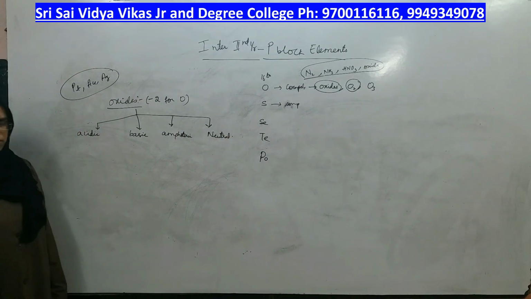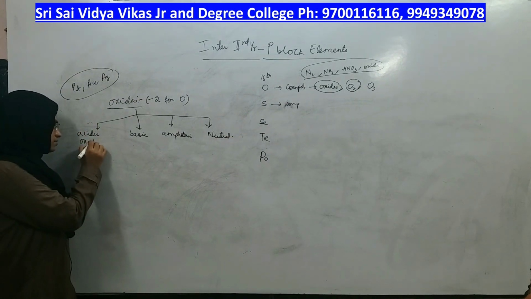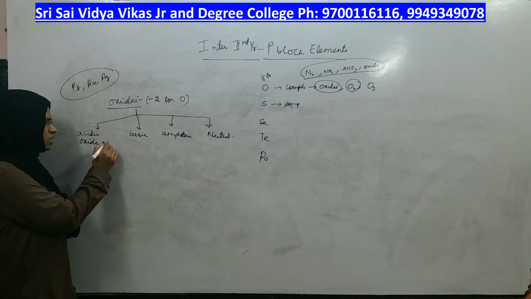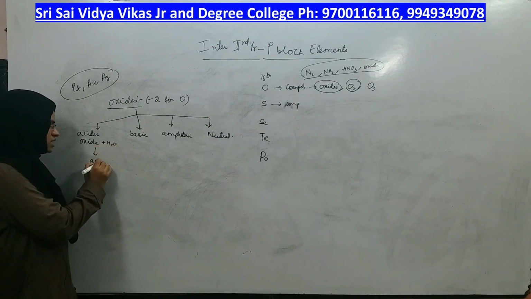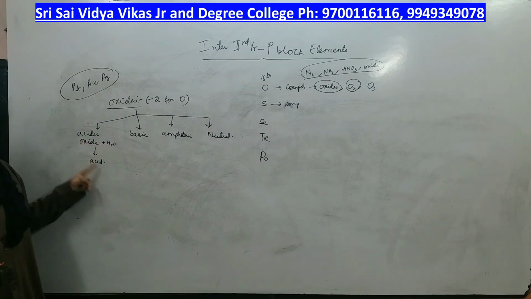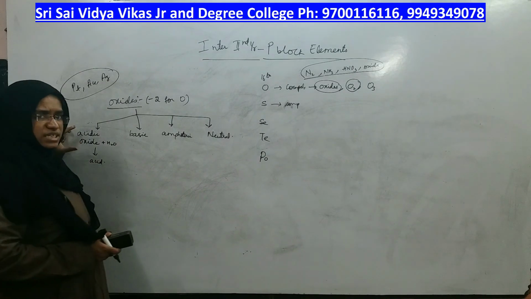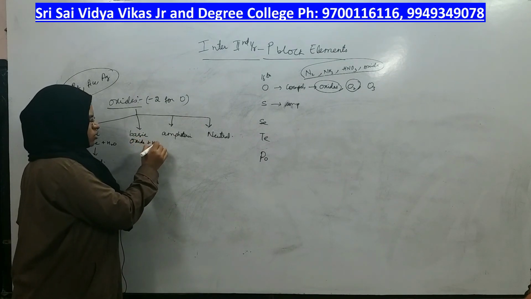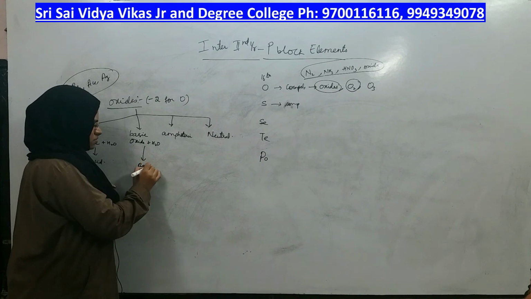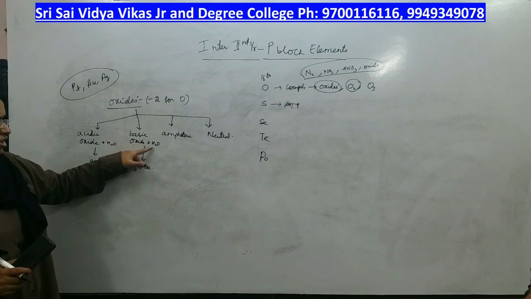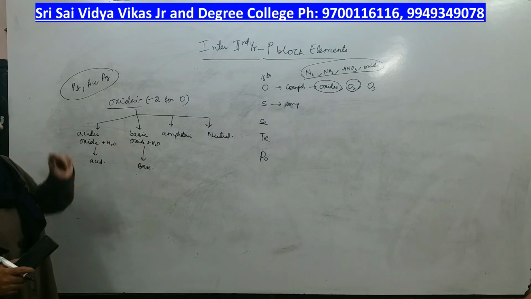Acidic oxide, what is the meaning of acidic oxide? Any oxide which can react with water to give an acid. If oxide is reacting with water to give you acid, that means that oxide was acidic in nature. Same way, if basic oxide reacts with water to give you base, that means the oxide was having basic nature.